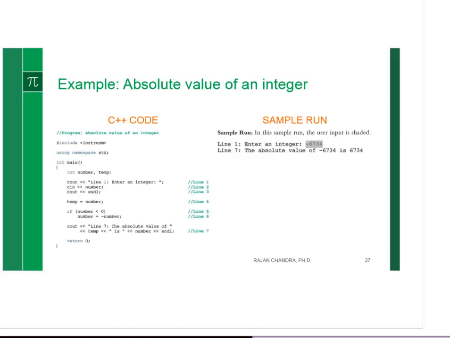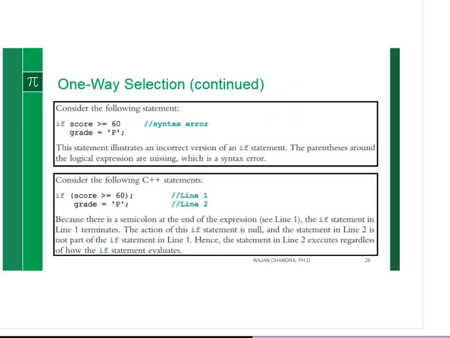And we just coded it in C. Then the sample run indicates the answer. There is another example for one-way selection, and here there is a problem, because you have to put the expression in bracket. The second one is also a problem, because you should not put any semicolon after score is greater than or equal to 60.